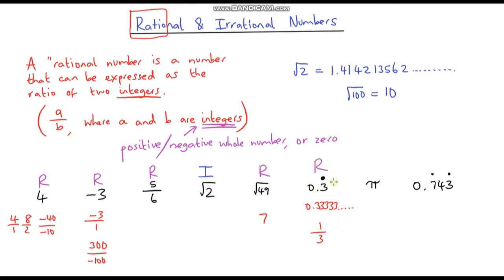And in fact, any number that has a decimal that keeps repeating on and on forever will always be rational. I'm not going to go through that now, but in a future video, I'll explain why that is the case. Okay, the next number is pi.